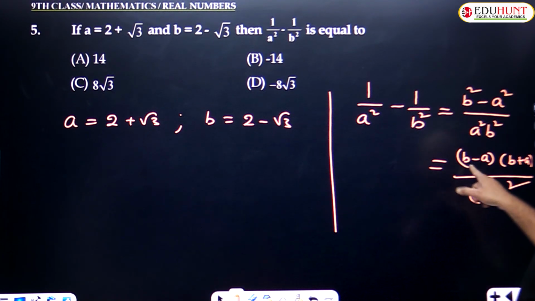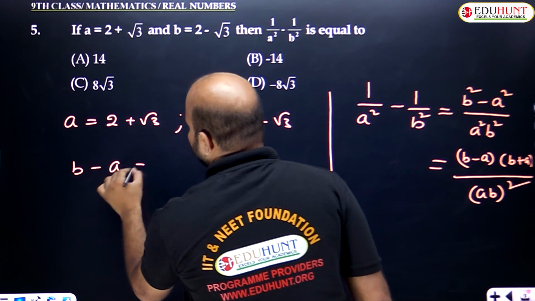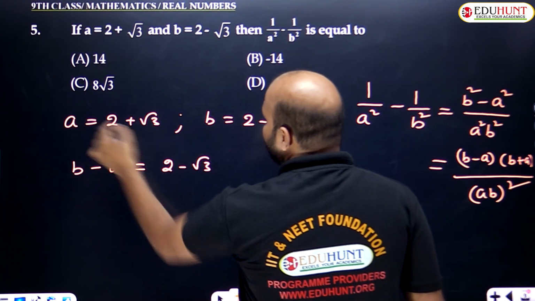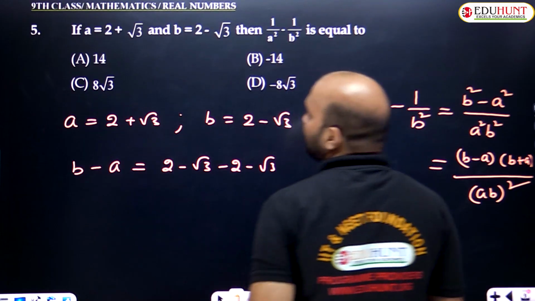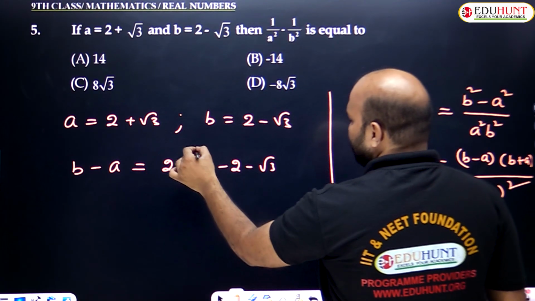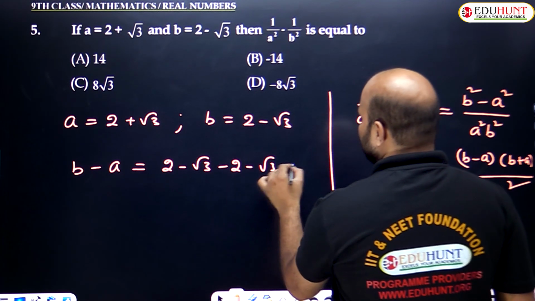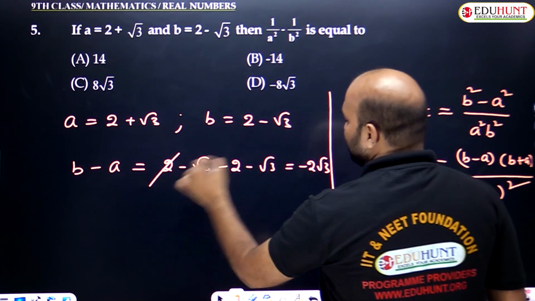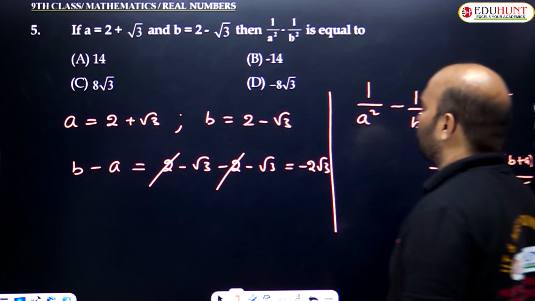Clearly we need to understand b minus a and b plus a. First we have to find b minus a and b plus a. What is the b minus a value? Nothing but 2 minus root 3, minus a means minus (2 plus root 3), because the minus sign applies towards 2 plus root 3. So clearly we need to observe: 2 and 2 cancel, you will get minus 2 root 3. Am I clear? 2 minus 2 cancel, minus root 3 minus root 3 gives minus 2 root 3.